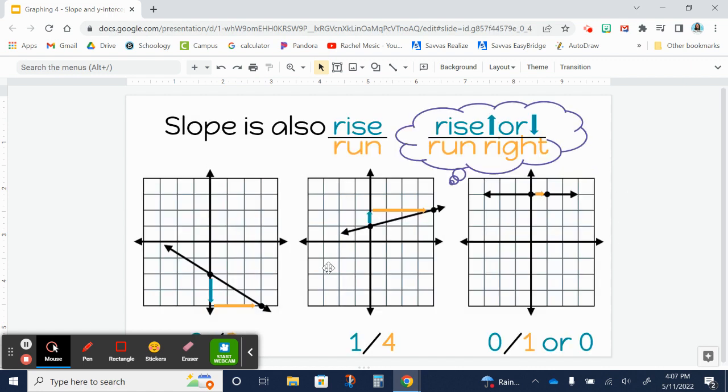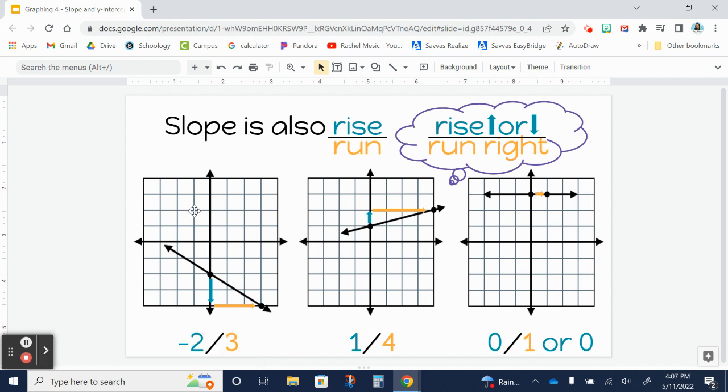All right, slope is also considered rise over run. And this is where things get really confusing. When you graph a coordinate, you go over first. But when you talk about slope, you go up or down first, and then you always go to the right.